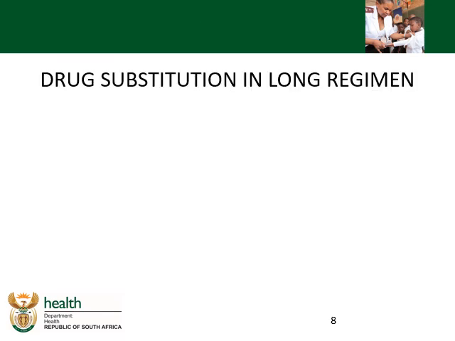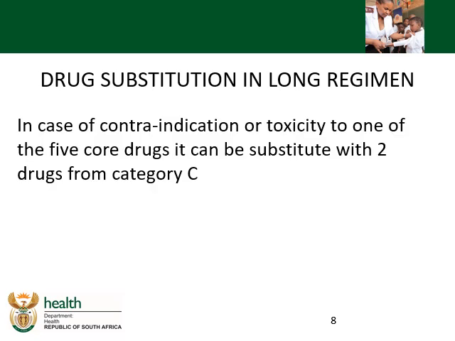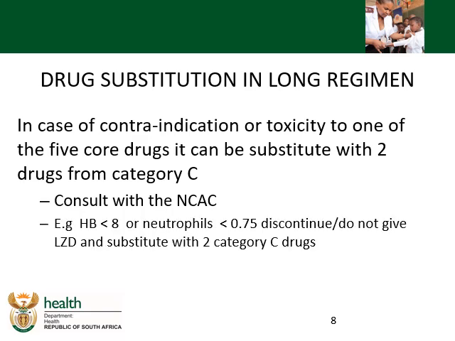Now, one of the challenges with the long regimen is that you have only 5 drugs, and they're all key drugs. So you might have a scenario where one of the drugs is contraindicated or there may be toxicity. Then the rule of thumb is that you can replace one of those 5 core drugs with 2 drugs from category C. Do discuss all of these patients with the national committee to check whether those 2 drugs are appropriate. And obviously choose 2 drugs where you're sure there's no possible resistance to those drugs. An example of this would be if you're unable to use linezolid because of an anemia or a low neutrophil count.